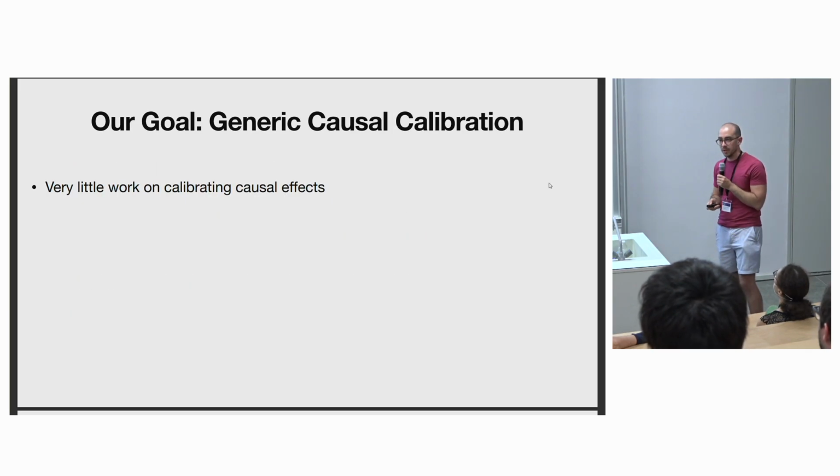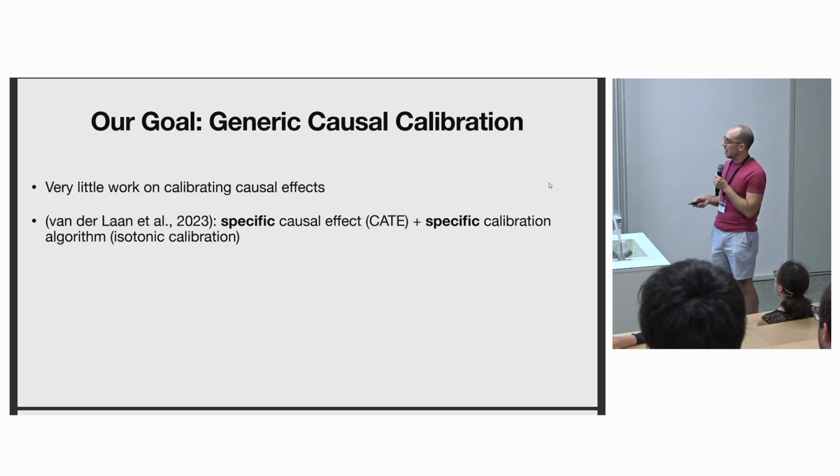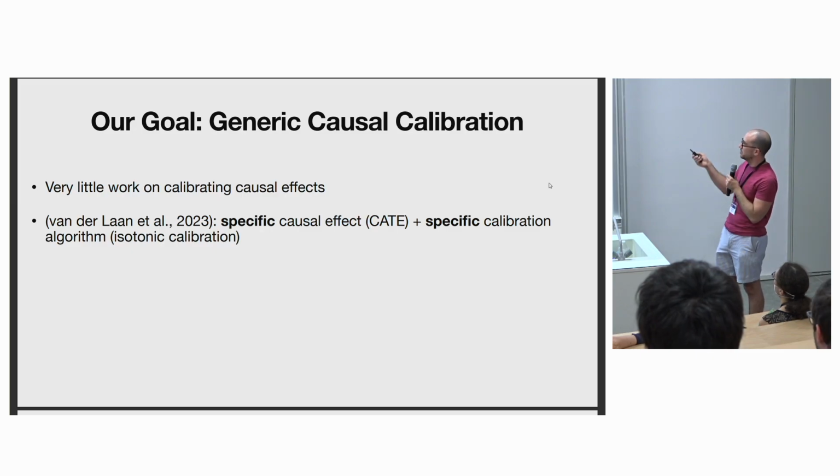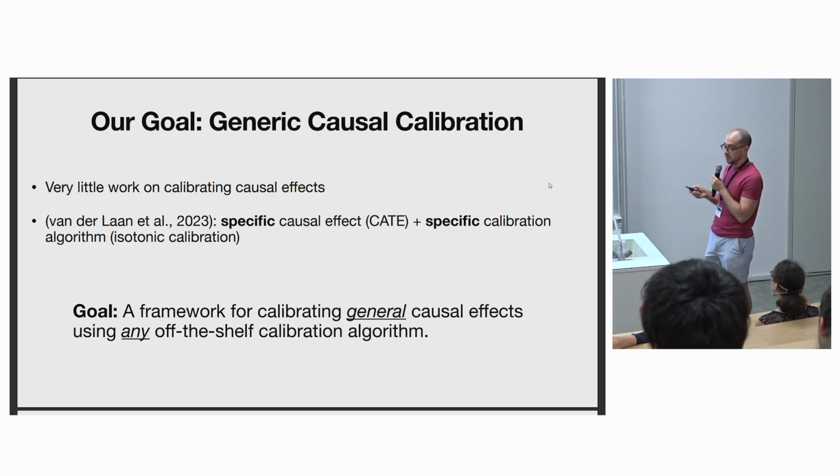Surprisingly, very little work has been done on calibrating estimates of heterogeneous causal effects. I would like to point attention to one work that was the inspiration for our work, by Lars van der Laan at University of Washington. What they show is that one can use a specific calibration algorithm, isotonic calibration, to calibrate estimates of conditional average treatment effects. It's a really great result.